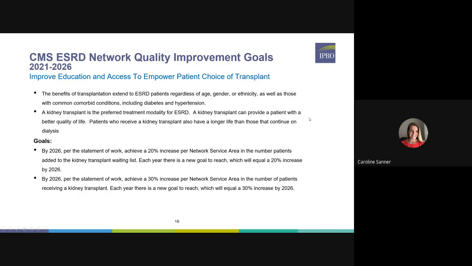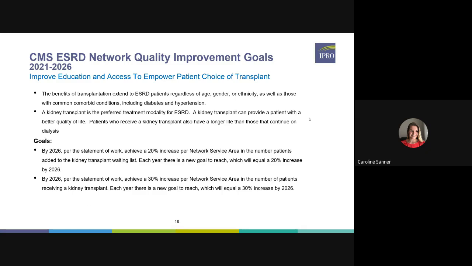The second CMS ESRD network quality improvement goal is improve education and access to empower patient choice of transplant. It's very similar to the home modality one, but this one is focused on transplant. The benefits of transplant extend to end-stage renal disease patients regardless of age, gender, or ethnicity, as well as those with common comorbid conditions, including diabetes and hypertension. A kidney transplant is the preferred treatment modality for end-stage renal disease. A kidney transplant can provide a patient with a better quality of life. Patients who receive a kidney transplant also have a longer life than those that continue on dialysis.